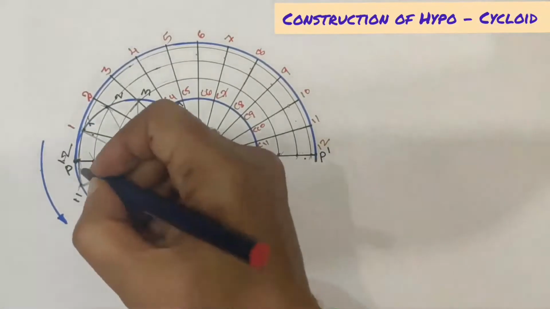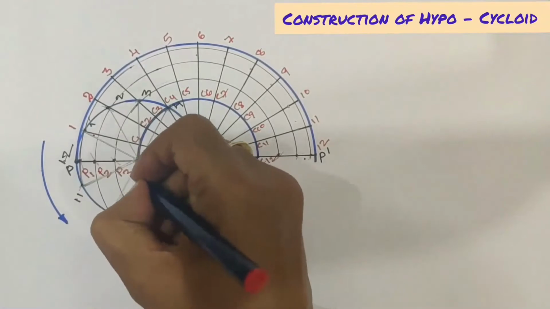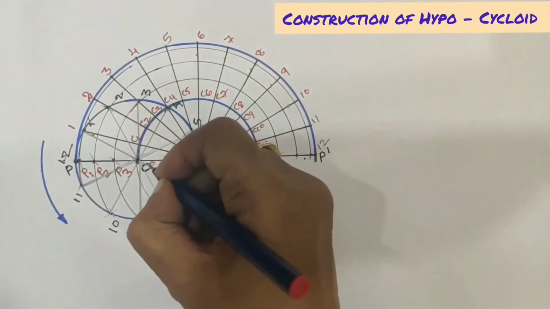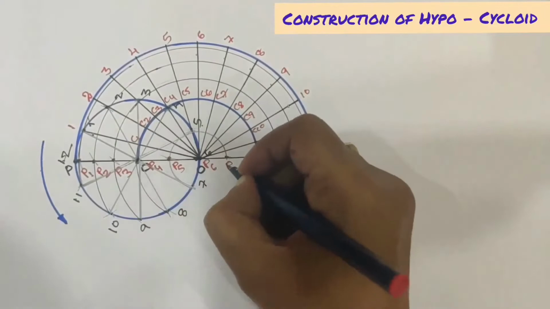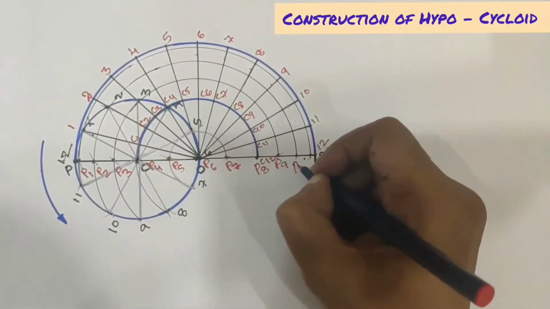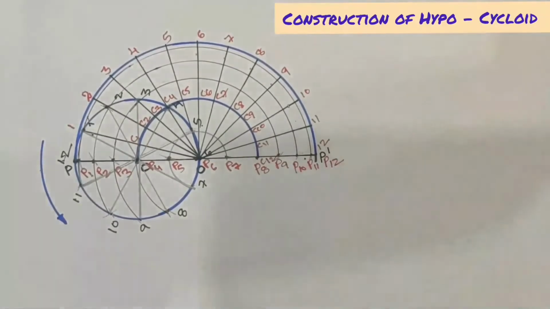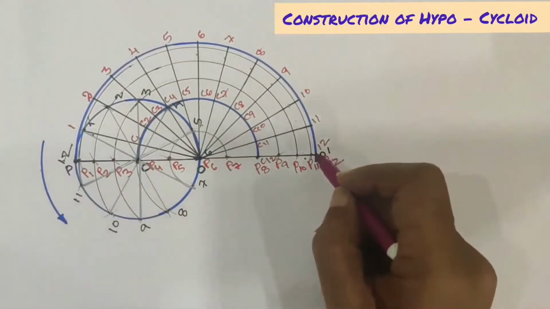Name those points. Say P1, P2, P3, P4, P5, P6, P7, P8, P9, P10, P11, P12. Now join all these points starting from P, passing through P1, P2, P3, etc. and ending point as P dash.